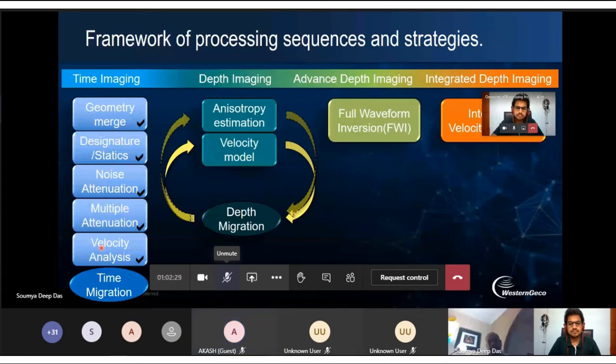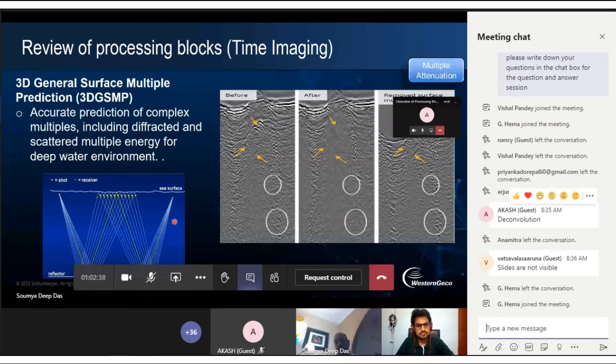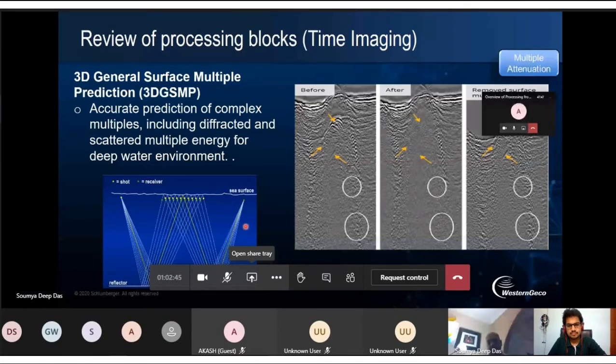SRME is just an industry name. So 3D GSMP is actually 3D SRME industry-wise. This is also a 3D SRME, which uses the source receiver arrivals and the water bottom information to predict the multiples. Did I answer your question?